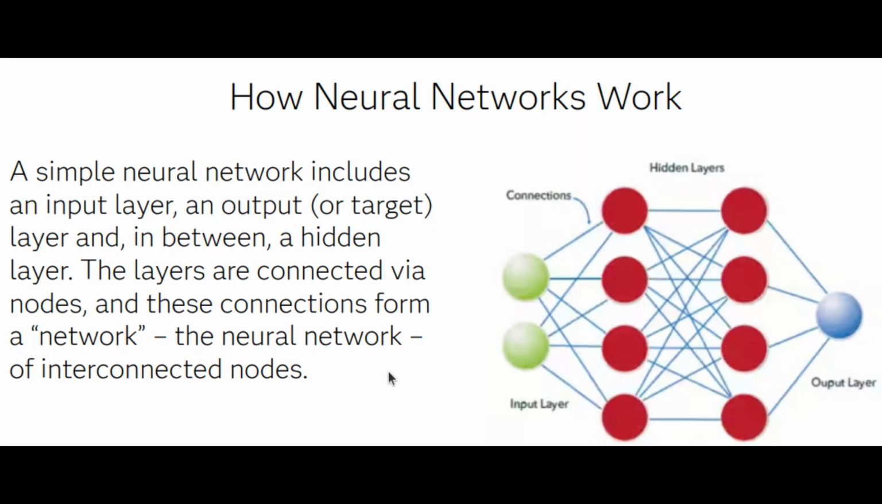How a neural network works. A simple neural network includes an input layer, an output layer, and in between a hidden layer. The layers are connected by nodes, and this connection forms a network. The neural network is interconnected nodes, a combination of input layer, hidden layer, and output layer in simple terms.